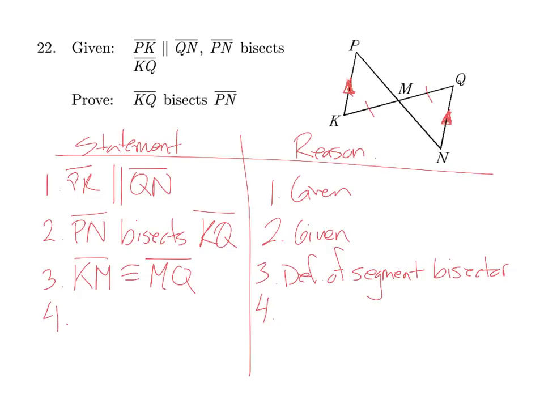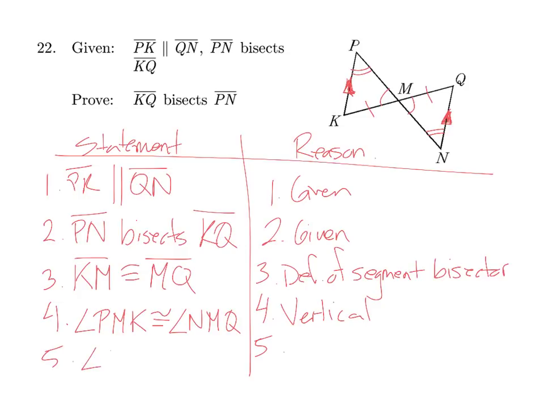Let's see, what else do I have to work with now? I could say that these angles are congruent. So I could say that angle PMK is congruent to angle NMQ, and those are vertical angles. Then I could say angle P is congruent to angle N, and those are alternate interior angles.